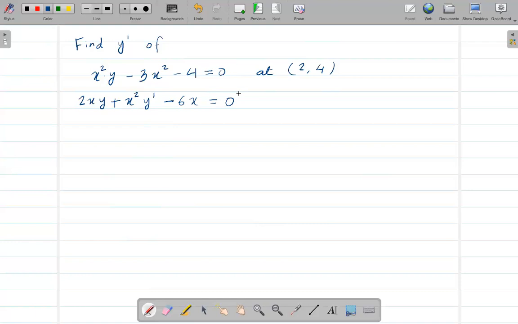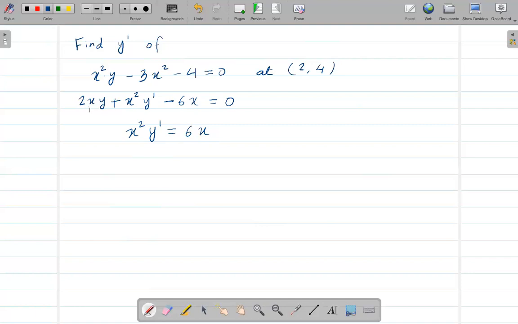Okay, so now after this, since I'm trying to find y prime, so I have just y prime here, so I need to isolate y prime. So basically I need to have just y prime on one side and everything else on the other side. So, okay, first let's just move that to the other side. So that will be x squared times y prime is equal to positive 6x.